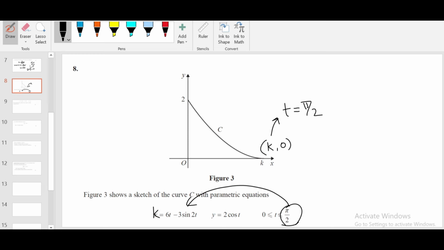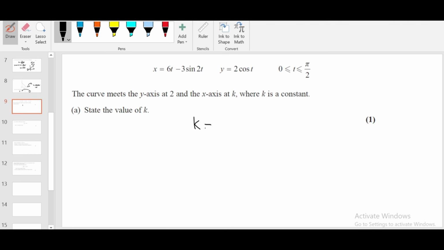So you will get k is equal to 6t minus 3 sine 2t, with t as pi over 2, so 2t is pi. Sine pi is 0, you will get 3 pi. So it's a 1 mark question. The value of k is equal to 3 pi. That's all. Let's move on to the next one.